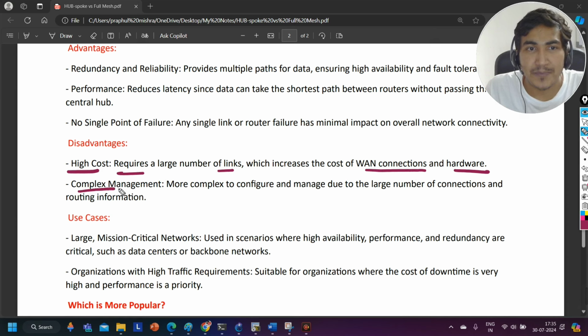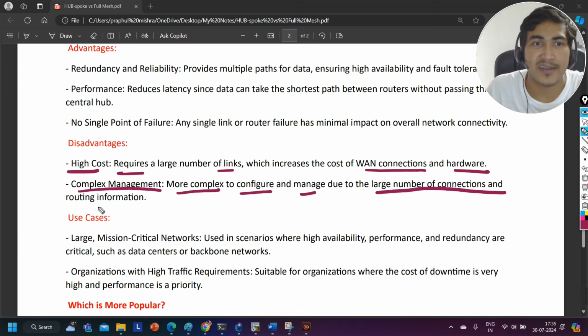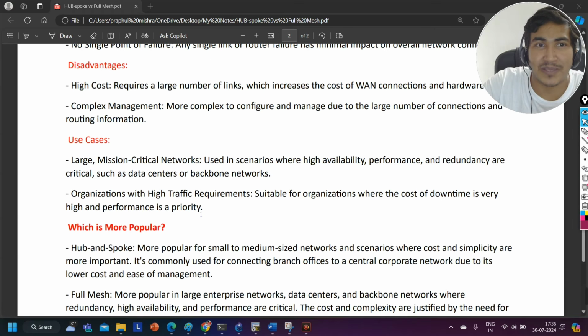Then complex management: it is more complex to configure and manage due to the large number of connections and routing information, right? If we have a large number of connections, definitely we need to perform lots of routing there. So management is not as easy as hub and spoke in the case of full mesh.